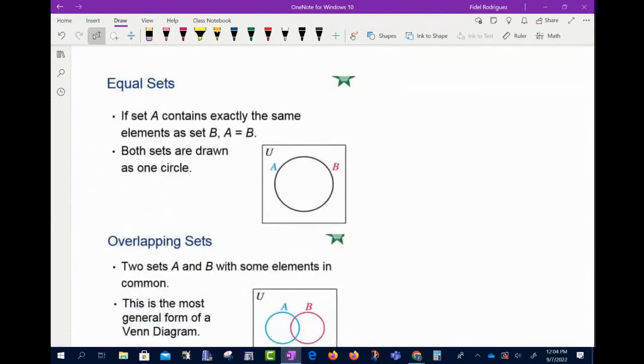Equal sets. We talked about equal sets before too. They're equal if they have the same exact elements. So when we draw it as a Venn diagram, the circle for A and the circle for B is just the same circle, right? Because the 2 sets are equal.